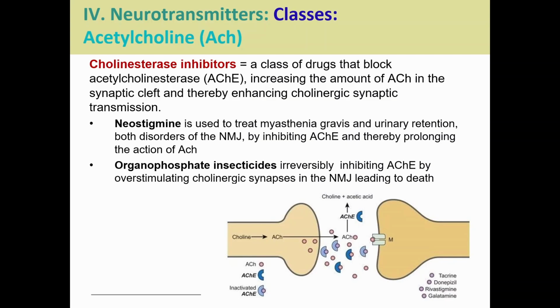So we can inhibit this to some degree. Cholinesterase, if you remember, acetylcholinesterase was the enzyme that breaks down acetylcholine. There are drugs that can inhibit that, right, so that we can increase the amount of acetylcholine that is acting in that synaptic cleft. So this is helpful for things like myasthenia gravis or in urinary retention where someone cannot urinate because the muscle can't relax. And so that would be one application of that.